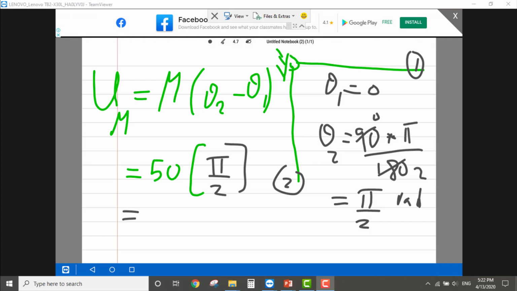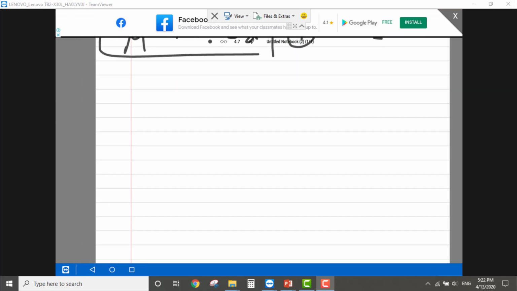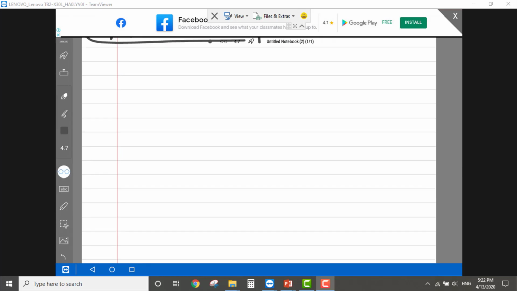So the answer now is, so 50 multiplied by pi divided by 2, and the answer is 78.5 joule. Okay, so this is work due to moment, and I will name this equation as 1. Okay, let's now move to the other force.